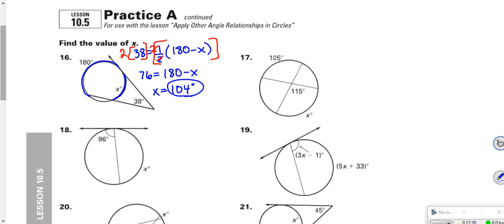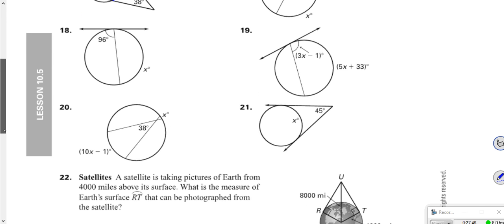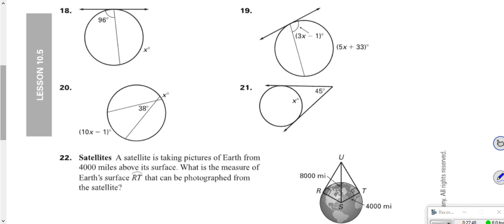Actually, since it was x degrees, it should just be 104. I shouldn't need the degree symbol, but either way is fine. Let's look at 21 real quick. 21, we have 45.